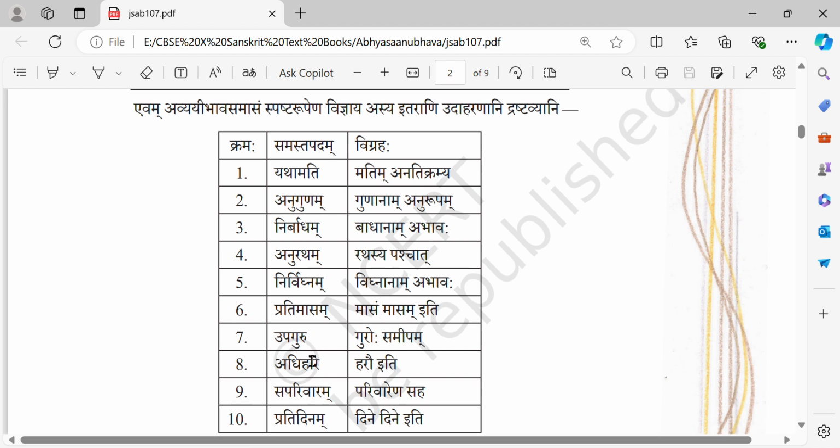Next one. Upaguru. Guroho samipam. Now, upa means near. Guroho samipam upaguru. Near guru. Suppose you have to say Upashala, near the school. Shalayaha samipam upashala. Take the Shashti vibhakti of that particular word. Gangayaha samipam upaganga.